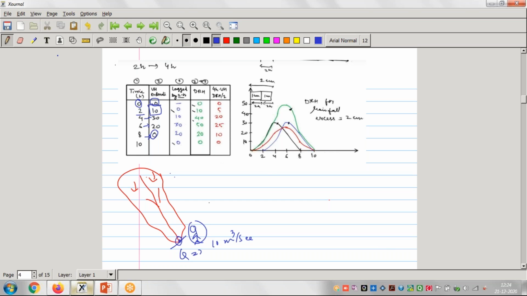Discharge was 0. So after every 2 hours, the discharge is calculated here, and we got these readings: 0, 10, 30, 20, 0. Now what I'm going to say is, we have to get the hydrograph of 4 hour from the 2 hour. We have the reading only for this one. Then we have to prepare the 4 hour hydrograph from the 2 hour hydrograph. What is the procedure here?